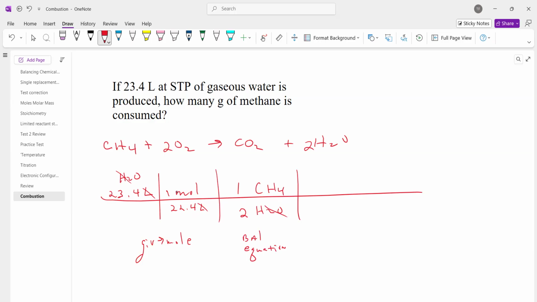Now we need to go from moles of methane to grams of methane. So we have 1 carbon and 4 hydrogens, that's 12.01 and 4.04. Hydrogen is 1.01 apiece, times 4 is 4.04. So we're looking at 16.05 grams per mole.